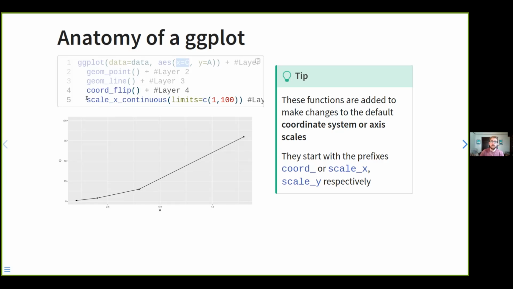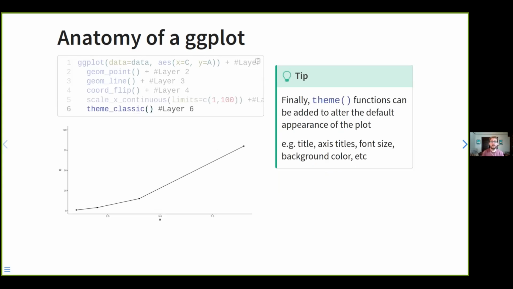There's also these scale functions. They often start with scale X or scale Y and then underscore some other attribute. If you're using this for continuous data, as C and A are both continuous, you can do things like set the limits and say, I want to actually specify what the limits of the x-axis are. In this case, it's been shifted over here to the y-axis, but you can say it's 0 to 100 instead of whatever the default was from before based on the data. And so each of these can be added on as additional layers to your plot, customizing it further.